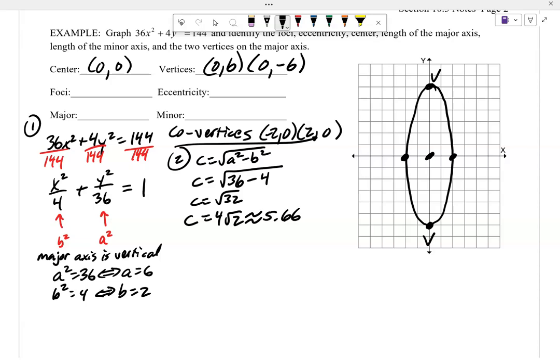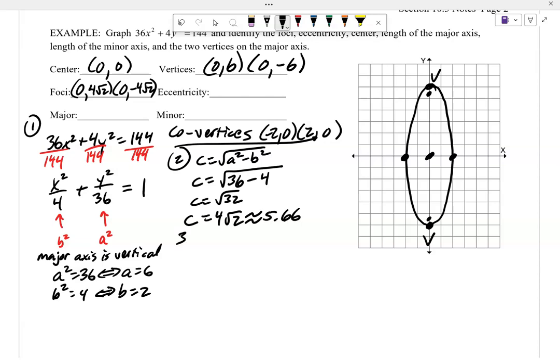So we go up 1, 2, 3, 4, 5.66. There's one of my foci. 1, 2, 3, 4. Sorry, I did that. Not enough. 5.66, about right there. Down negative 5.66. So my foci are at 0, 4 root 2, 5.66, and 0, negative 4 root 2.